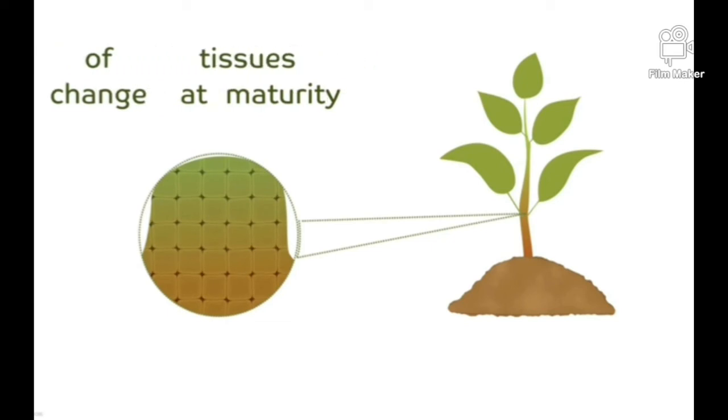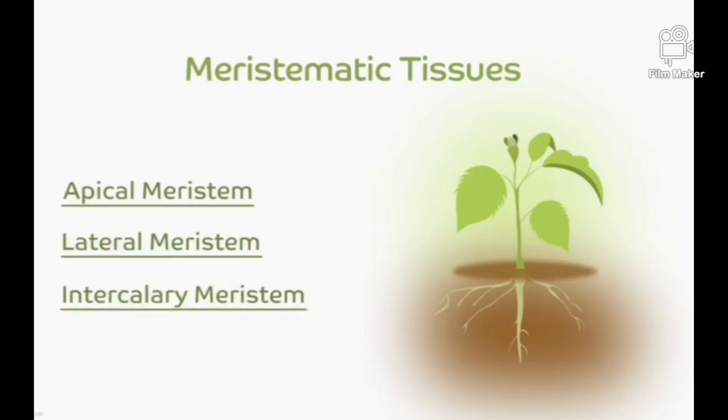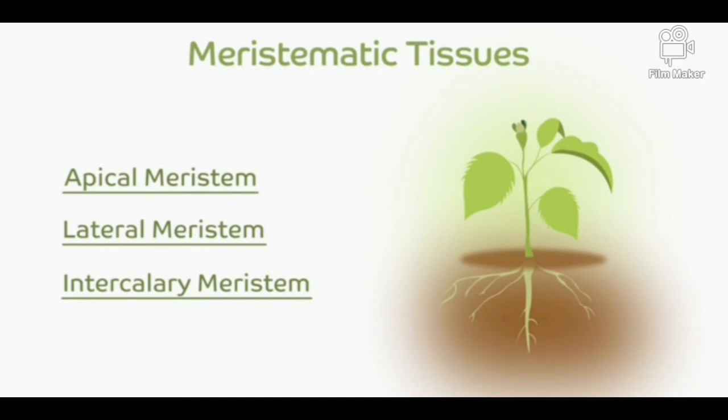Once they divide and mature after completing the growth of the plant, their characteristics change. Then they are differentiated into components of a single tissue. Division of labor takes place only after maturity. Until then, all the meristematic tissues exhibit the same function of the simple growth of the plant.